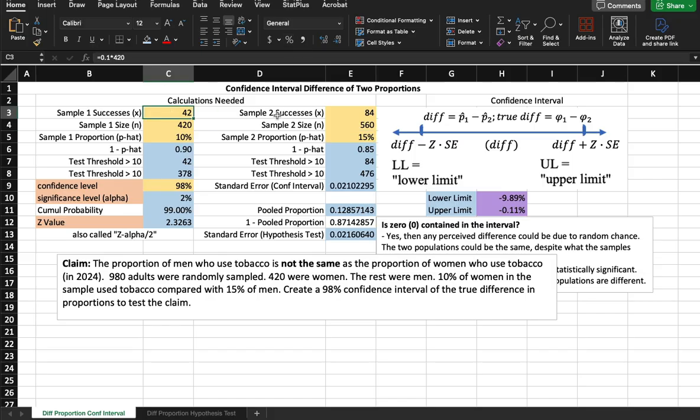The last two things we needed to calculate then were the two X's. So our number of successes, which is basically the number of women who actually reported that they used tobacco, was 42. And that's just equal to 0.1 times 420. So 10% times your 420 gives you the number of women that reported that they used tobacco. So the number is X, the percent is 10%.